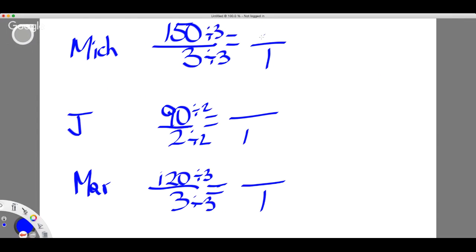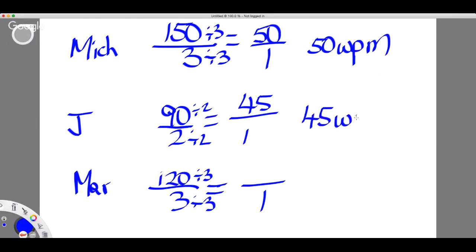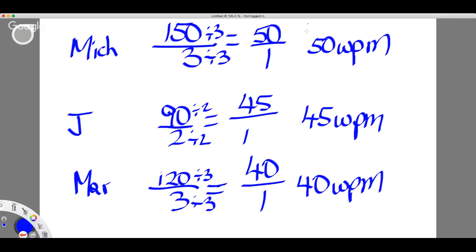So 150 divided by 3 would be 50. So that's 50 words per minute. And here we get 45. So 45 words per minute. And here we get 40 because 120 divided by 3 is 40. So that's 40 words per minute. So who's the fastest? Michaela. She can do 50 words in a minute, more than the other people.